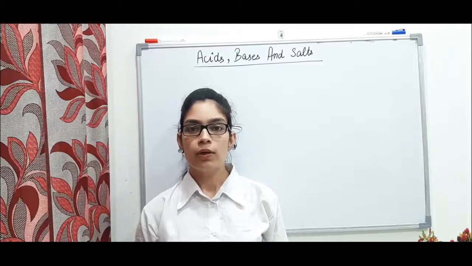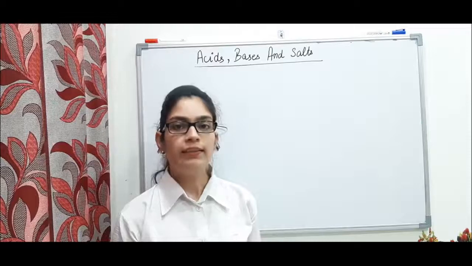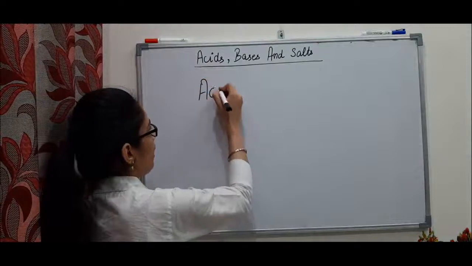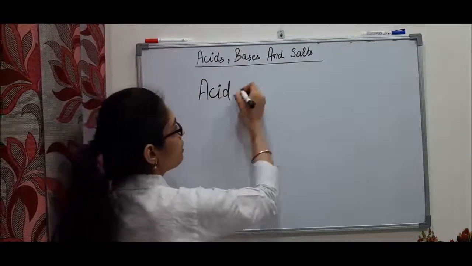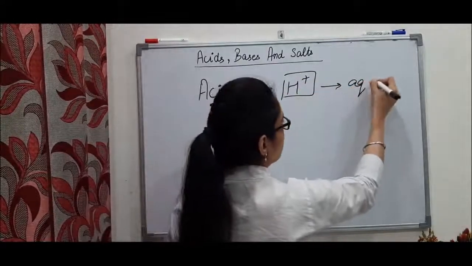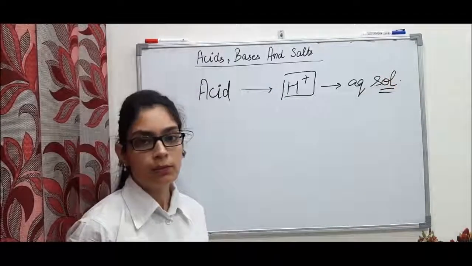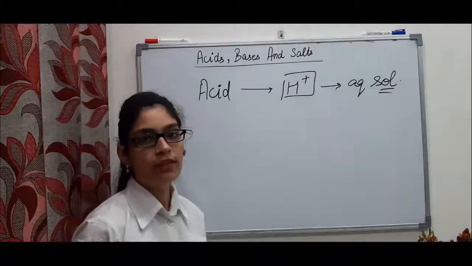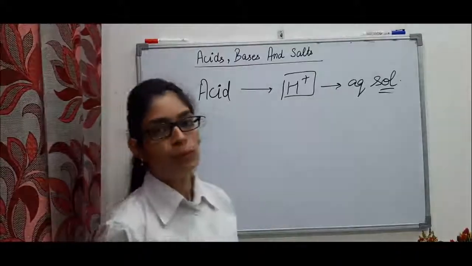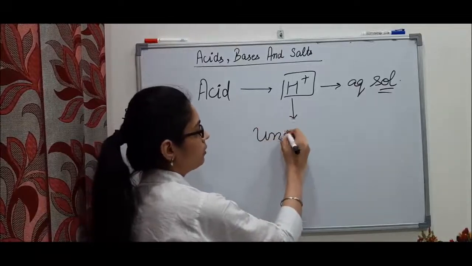In this video, we are going to learn about chemical properties of acids. So before doing properties, let's understand the meaning of an acid. An acid is any substance which gives us H positive ions in its aqueous solution. So the main thing you have to remember: any substance which gives us H positive ions in aqueous solution is an acid.